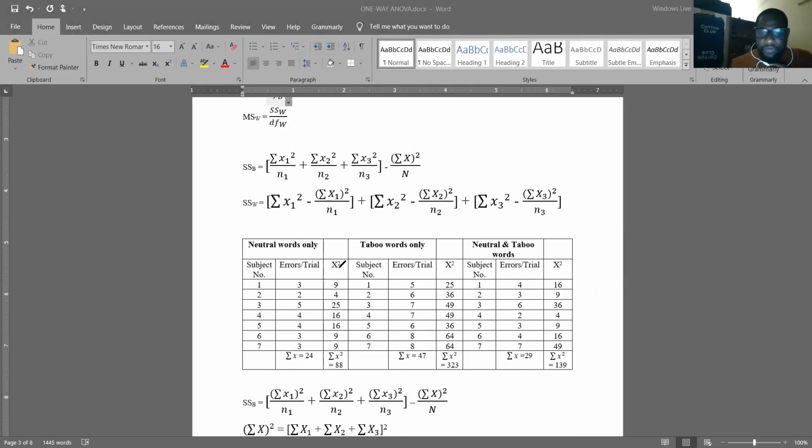So it means we are supposed to find sigma x squared. So we need to square these x values for neutral words only. And when you square, that's what you get. Then afterwards, you add. So sigma x squared will give you 88. Then you do the same thing for the other groups. It will give you 323 and 139. So that will be for this notation here. That's what we are solving.